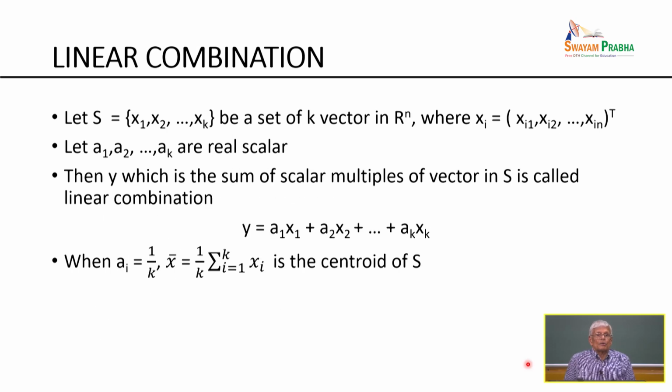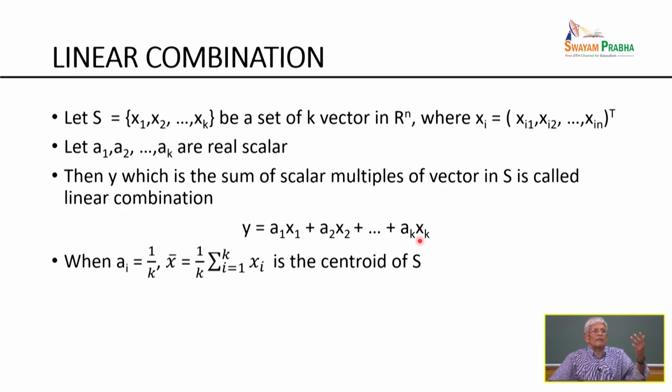Now I am going to come to the notion of what's called a linear combination. With me? So S is a set of vectors. Each vector is in R^n. There are k such vectors, where every vector has n components. Everybody with me, please. Let a1, a2, ..., ak be real numbers. Then a vector y, which is the sum of scalar multiples of the vectors in S, is called a linear combination. So y is equal to a1 x1 plus a2 x2 plus ... plus ak xk.